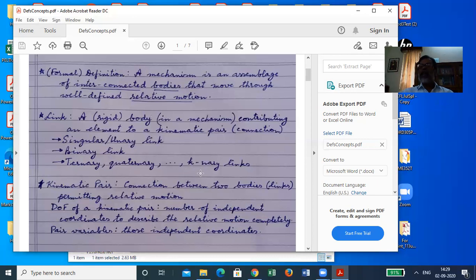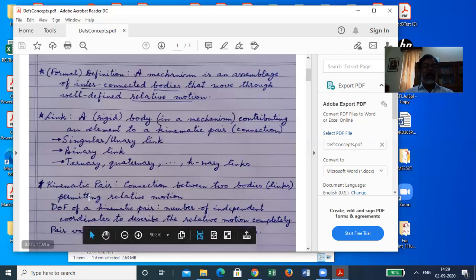You can have a canary link, which you write like this, and say whatever way you can say. I said canary, which is very awkward, which is very funny, but that's how it is. So there is no limit as such. And then we have already used the word kinematic pair, and now here we define it. A kinematic pair is a connection between two bodies or links permitting relative motion.